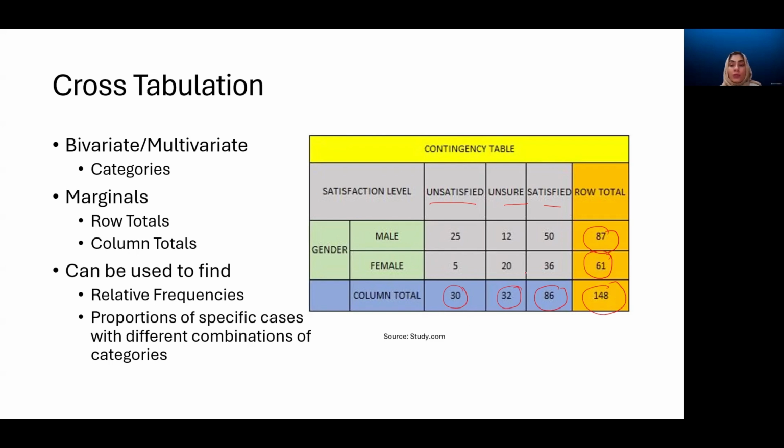And here, the values in the center of the table represent the counts of answers for the combination of values for these variables that we are studying. So for example, if we pick this value 12, this represents the total count of people who were male and who were unsure about the product. Here we see 5, which is the count of females who were unsatisfied with the product. And 36 is the count of those people who were female and were satisfied with the product.